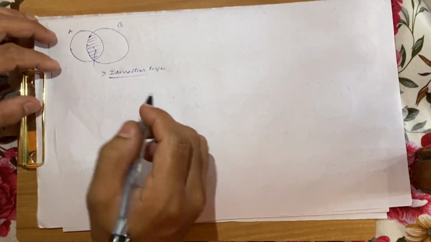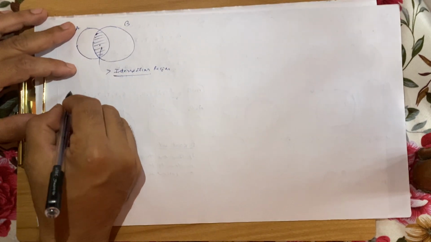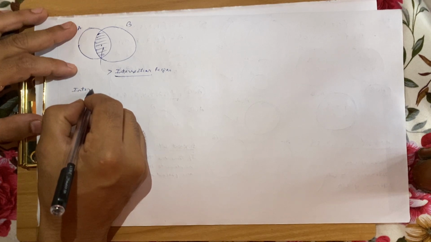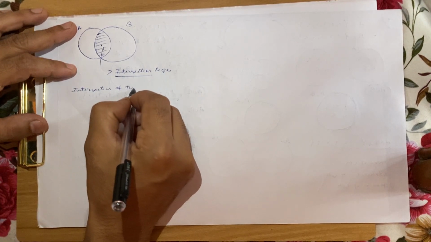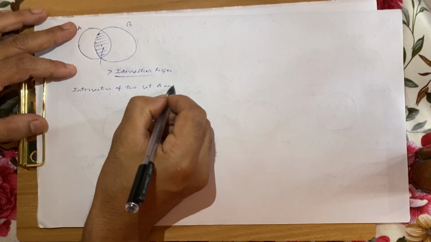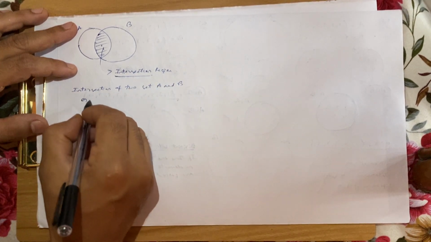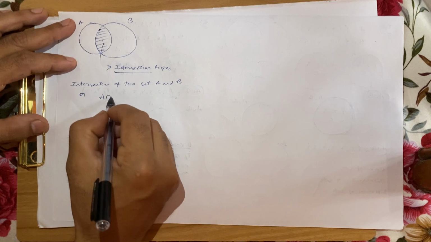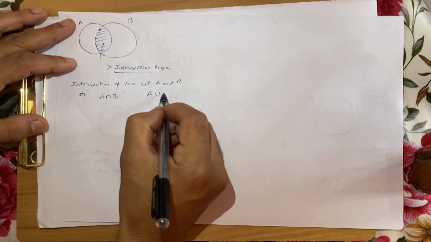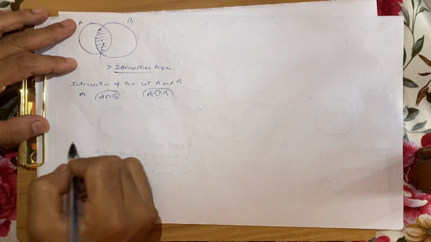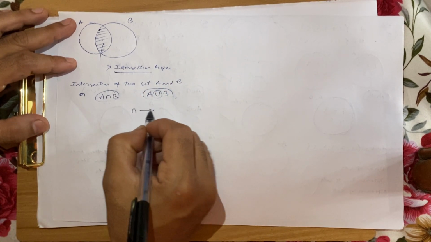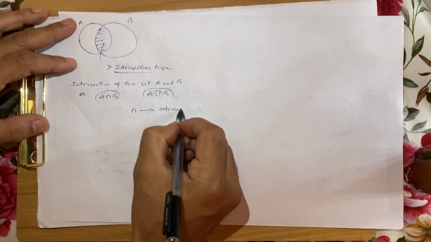Intersection of two sets A and B is denoted as A intersection B. For union, it was A union B, like this. So just make this U upside down, so it will be A intersection B, and this is the symbol for intersection.